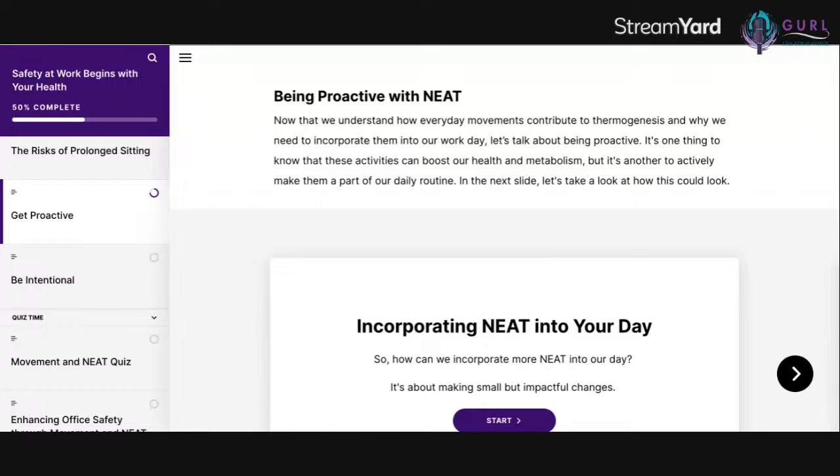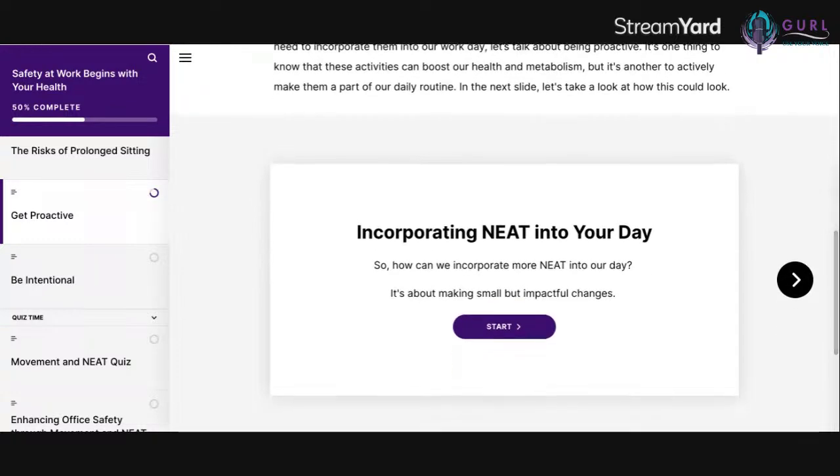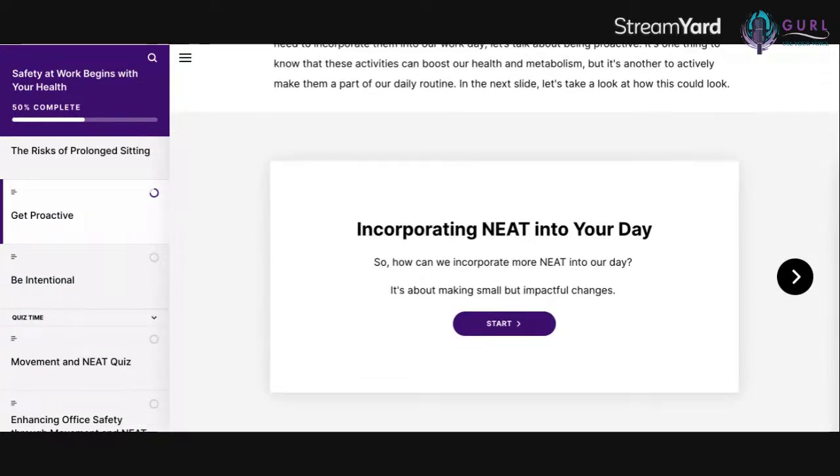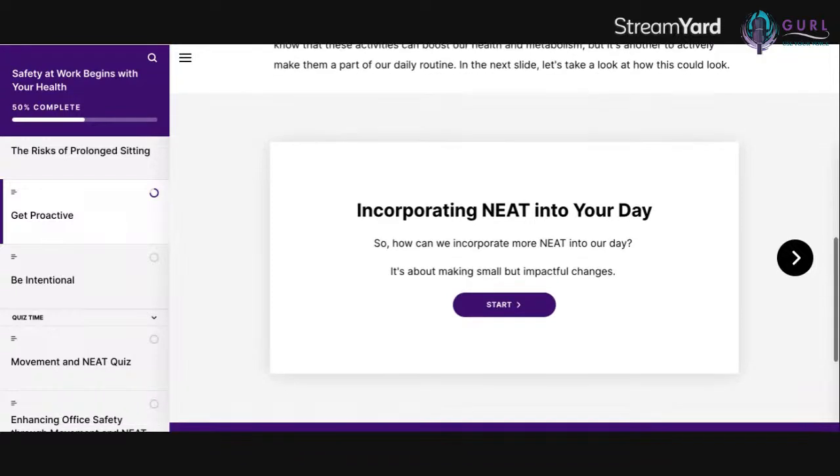Being proactive with NEAT. Now that we understand how everyday movements contribute to thermogenesis and why we need to incorporate them into our work daily, let's talk about being proactive. It's one thing to know that these activities can boost our health and metabolism, but it's another to actively make them a part of our daily routine. In the next slide, let's take a look at how this could look.